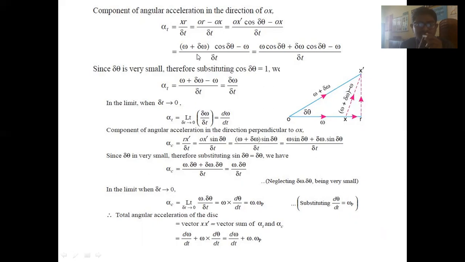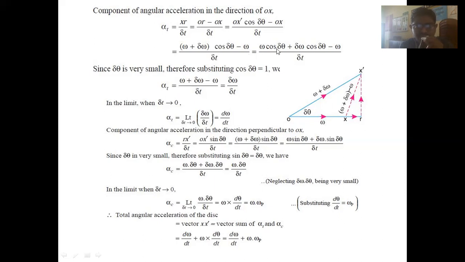From this OX dash, I substitute that value, that is, omega plus delta omega cos delta theta minus omega, by delta t. That is equal to omega cos delta theta plus delta omega cos delta theta minus omega, by delta t. Now, as per trigonometric rules, if theta is very, very small, I can substitute cos theta equal to 1. Here delta theta is very, very small, so I can substitute cos delta theta equal to 1. Now I'll get alpha t equal to omega plus delta omega.